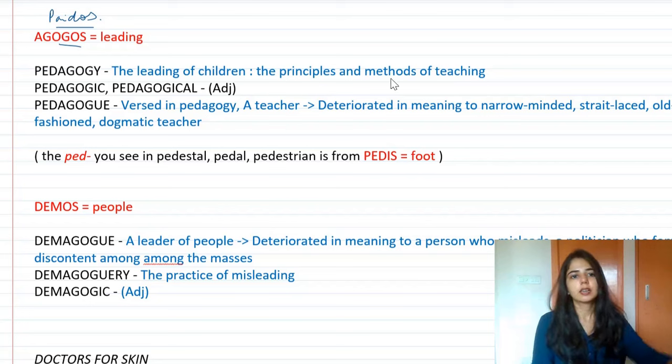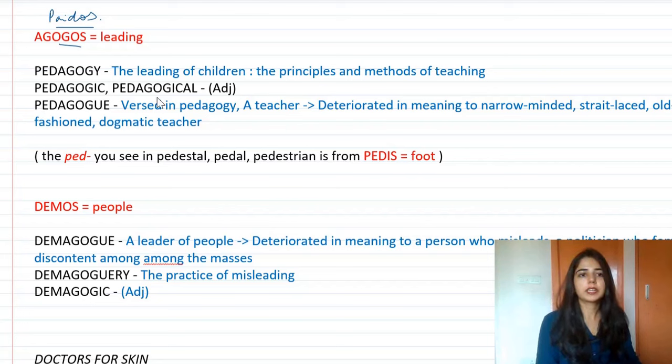That study of leading of children is known as pedagogy. And pedagogic and pedagogical are the adjective forms. Okay, IC or AL add karke we have got the adjective forms. Then pedagogue is actually someone who leads the child. So basically it should be used for a teacher, right?